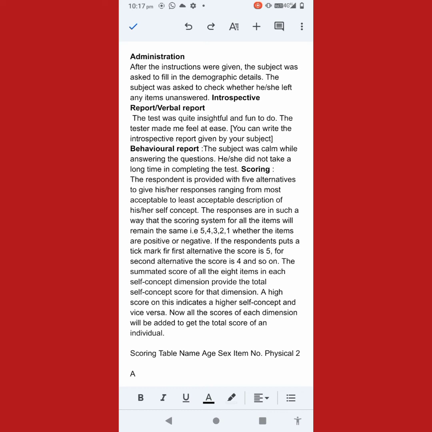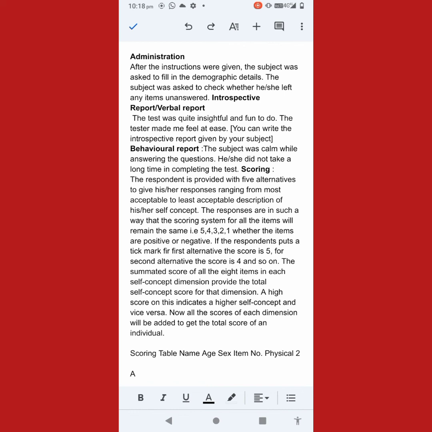Then scoring. Scoring is given in your manual also, and here also I will guide you how you have to do the scoring. The respondent is provided with 5 alternatives in this test, ranging from most acceptable to least acceptable. The responses are such that the scoring system for all the items remains the same: 5, 4, 3, 2, 1. So if he has ticked the first block, you have to give him 5. If the second, then you give 4, and so on and so forth.